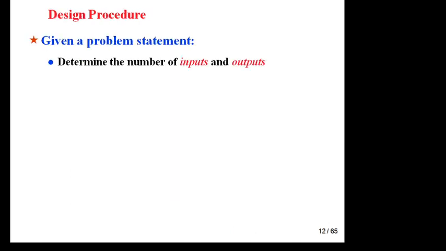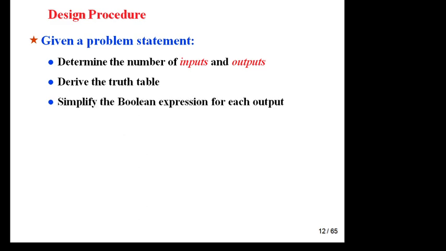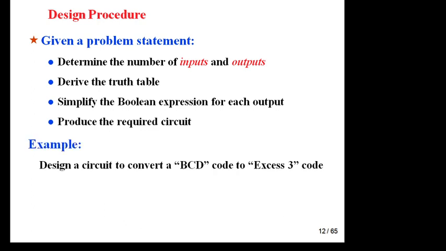Now finally you determine the output. So what is the design procedure? First of all, you have to determine the number of inputs and outputs. Then you derive the truth table. Then with the help of Boolean algebra or K-map, you solve the expressions for F1 and F2. Then finally you draw the circuit. In this way you can design any combinational circuit.